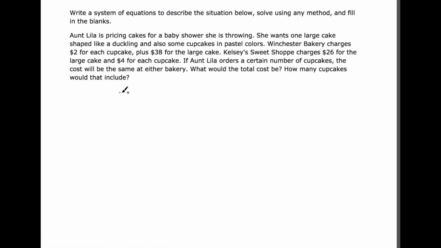Aunt Lila is pricing cakes for a baby shower she's throwing. She wants one large cake shaped like a duckling and also some cupcakes in pastel colors. Winchester Bakery charges $2 for each cupcake. All right, so this first place charges $2 for each cupcake plus $38 for the large cake. And Kelsey's Sweet Shop charges $26 for the large cake and $4 for each cupcake. If Aunt Lila orders a certain number of cupcakes, the cost will be the same.